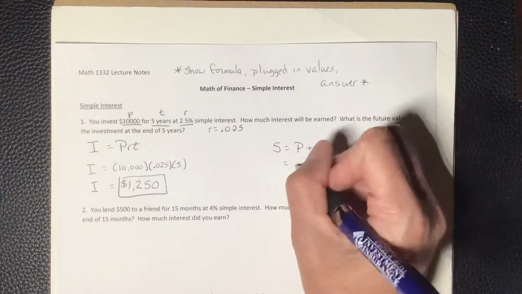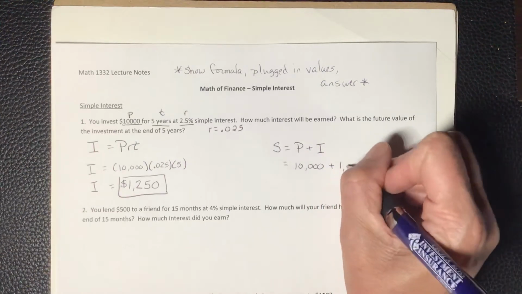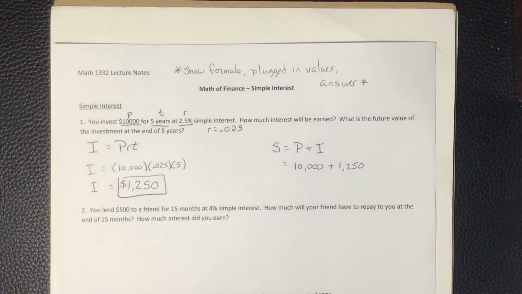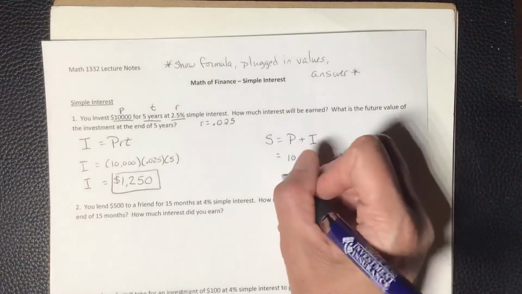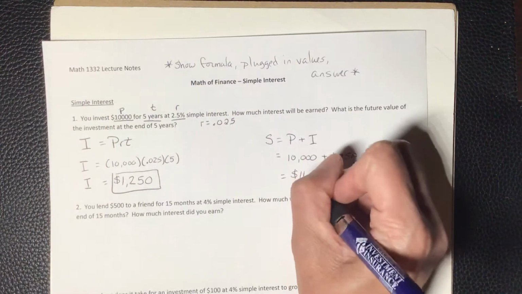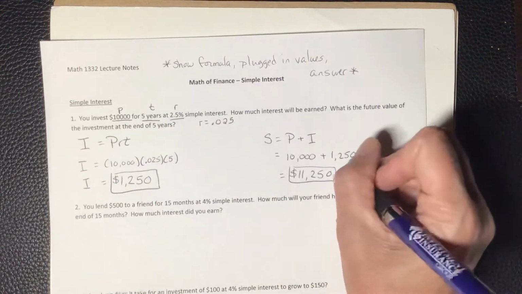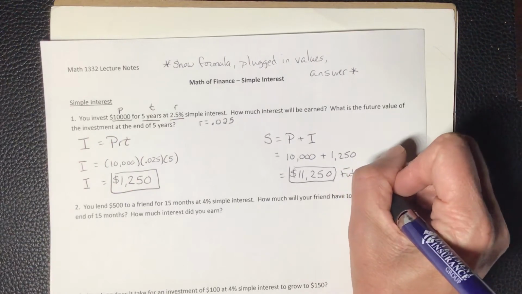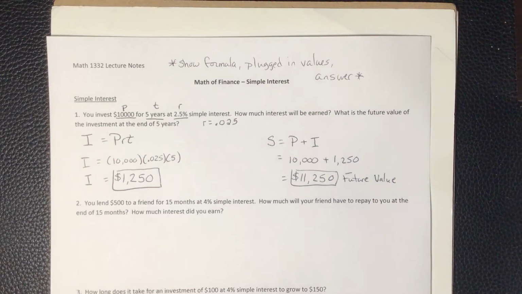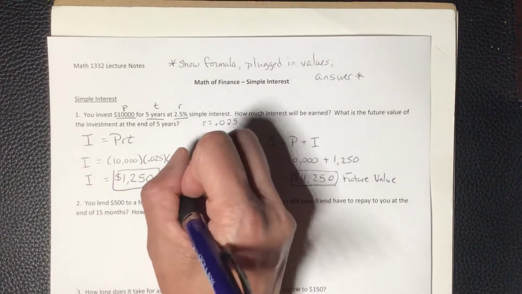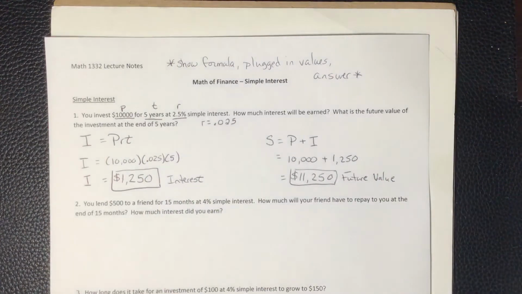So our future value is going to be the $10,000 that we initially invested plus the $1,250 you got in interest, and that gives us a future value of $11,250. So this one is future value. That's how much money you'll have in that account at the end of your 5 years, and this is your interest. That's how much money you made off of your $10,000.